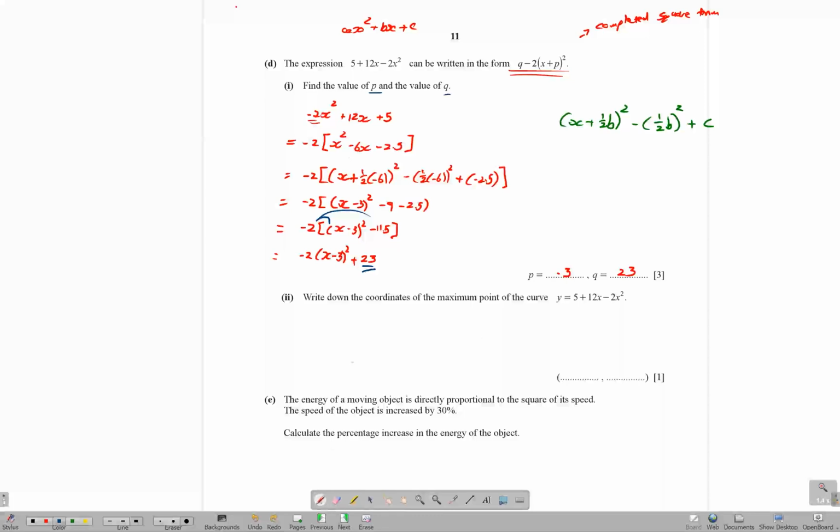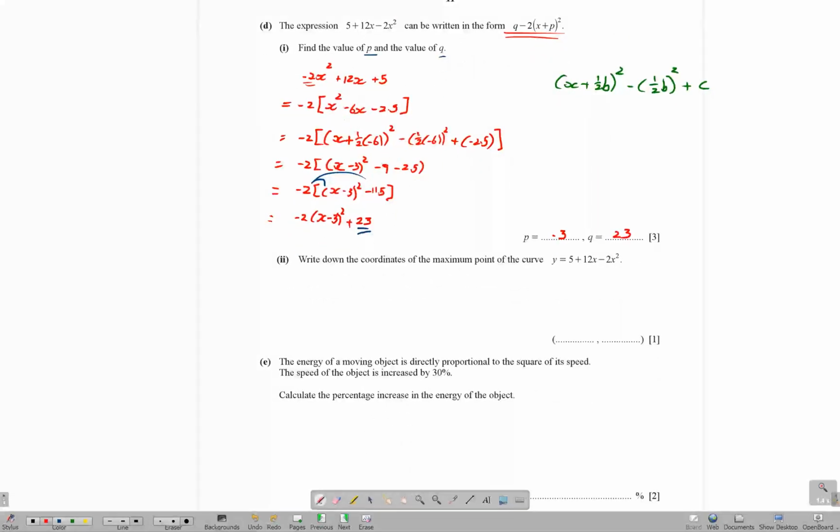Okay, so then for this next question, we have to write down the coordinates of the maximum point of this curve. Okay, so this curve is actually the exact same expression in the previous question. So how do we find a turning point or a maximum or minimum point of any quadratic graph? Okay, so we can just look at the completed square form, and whatever is inside this bracket, the opposite sign will be my x value for the maximum point, and then we can just write this value for q as is for my y coordinates.